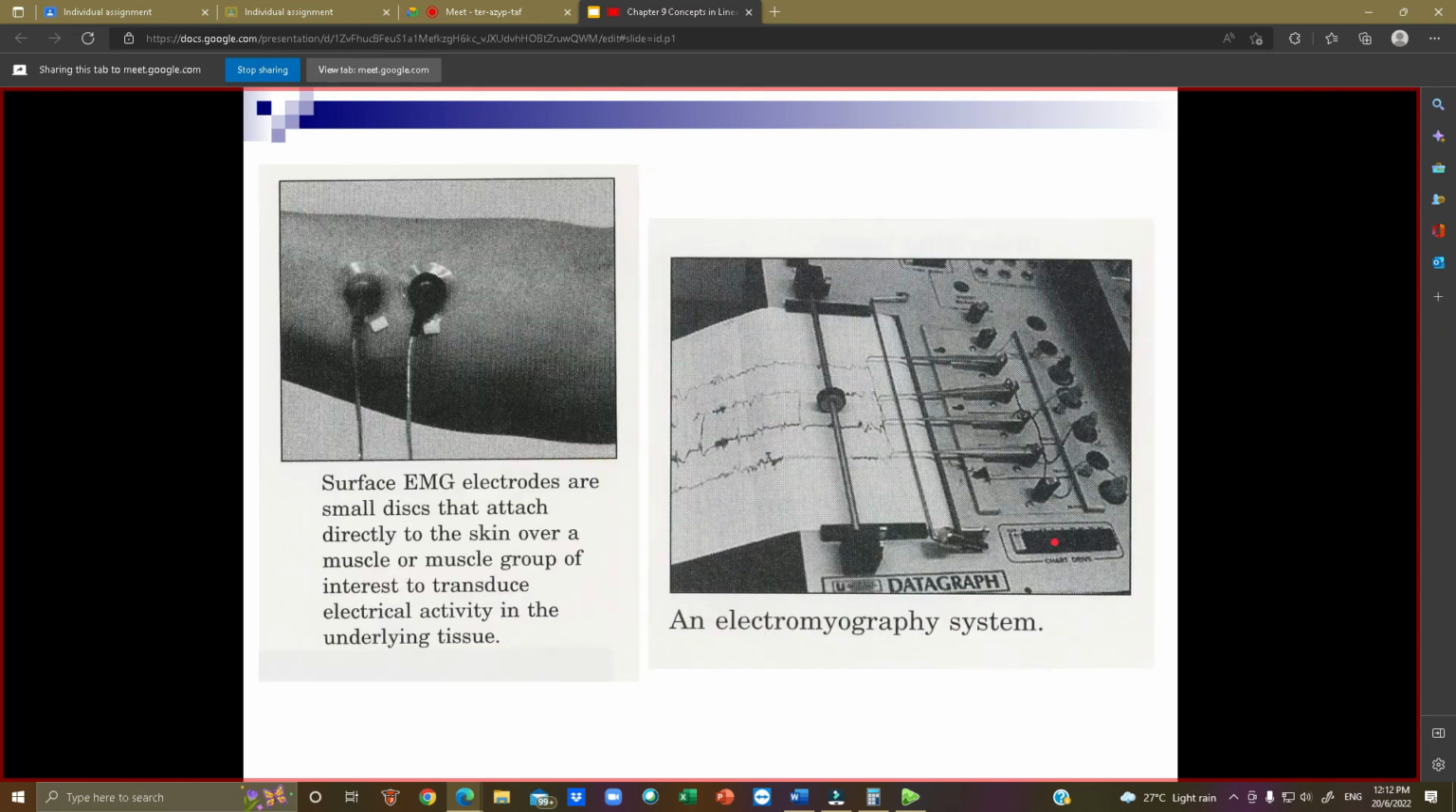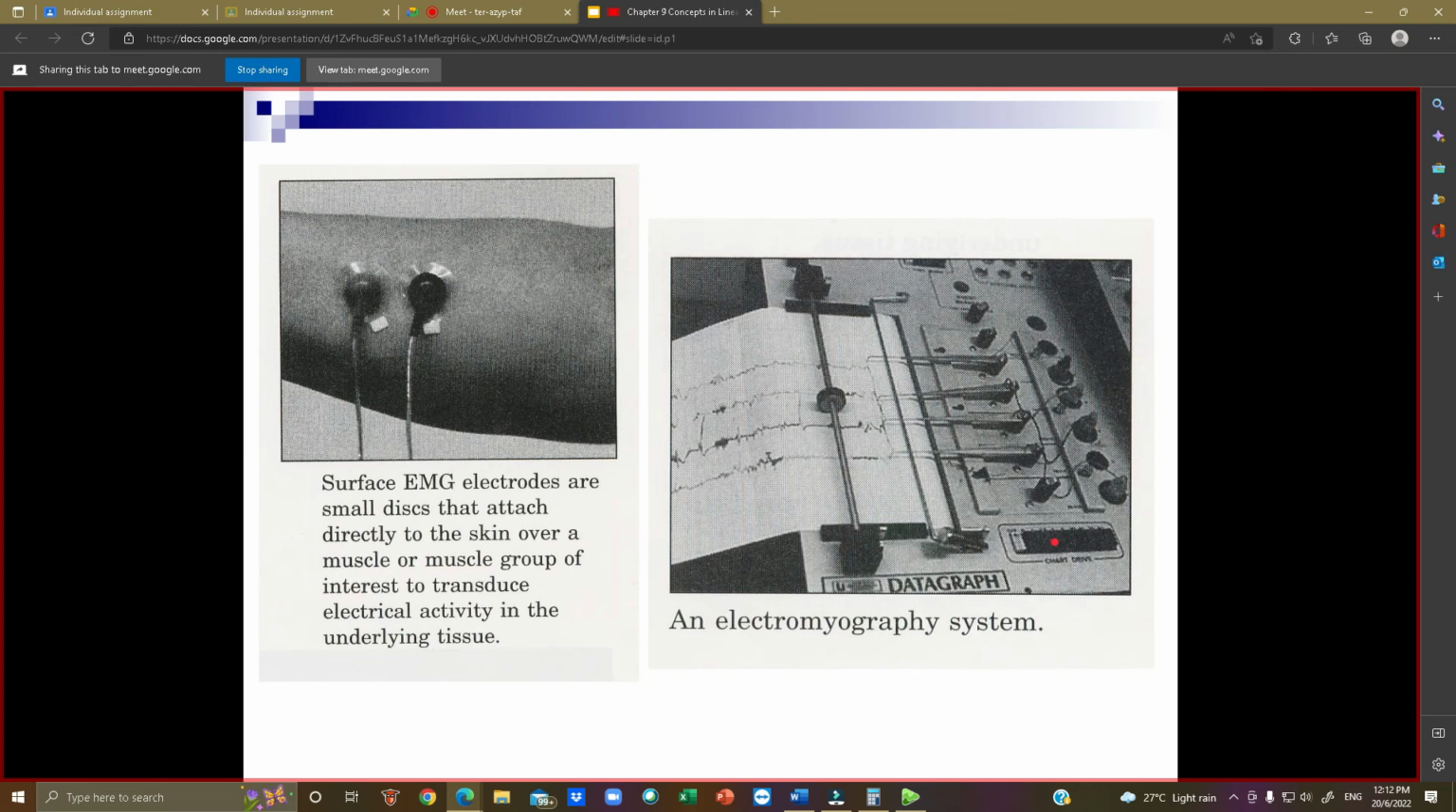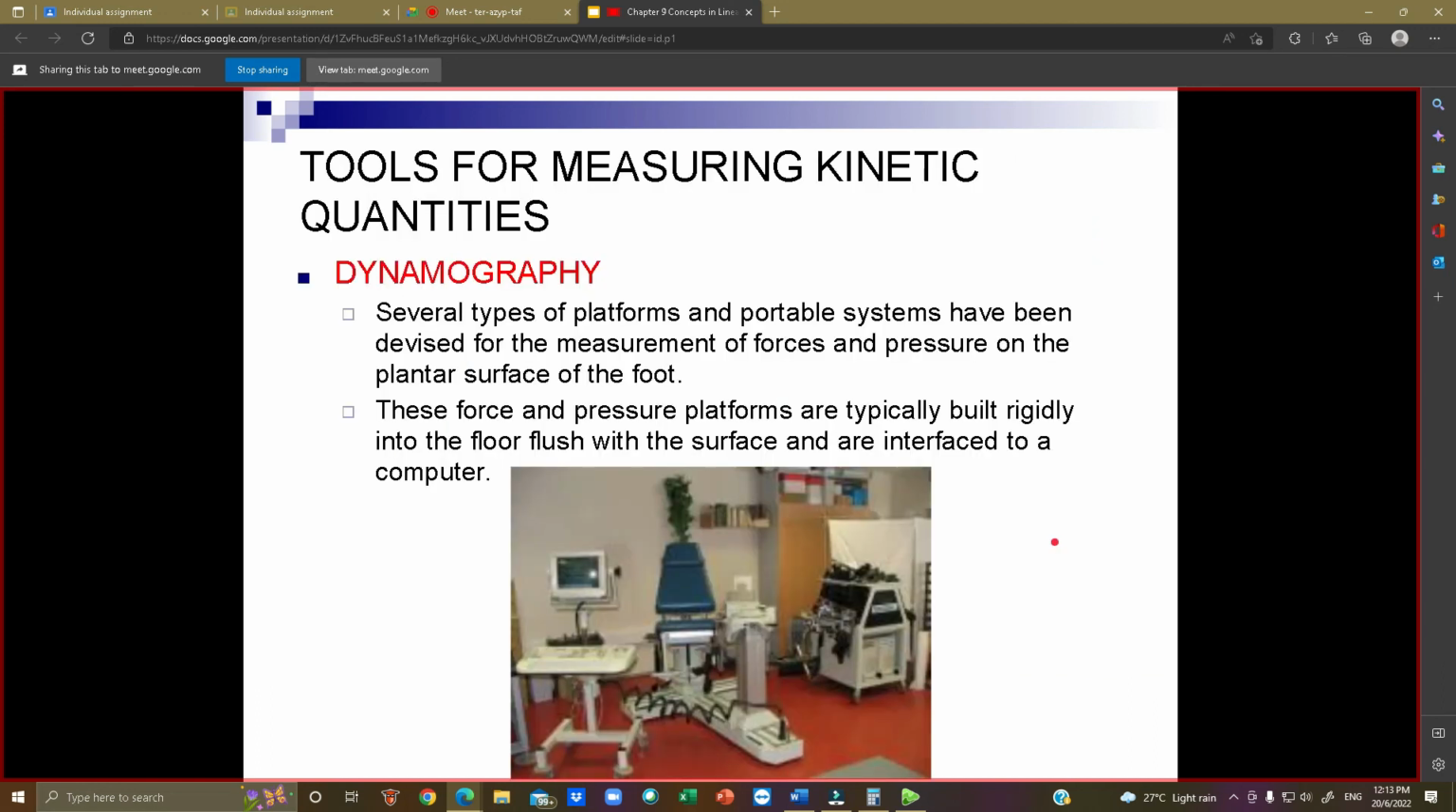Okay, so tools for quantification, yang ni untuk pengetahuan saja. Some of the tools we have here. This one is EMG, in order for us to determine muscular contraction, muscular activity. So EMG can give you 3 different type of main data. One is the intensity of the contraction. Number 2 is the duration of the contraction, and number 3 is the sequence of the contraction, which muscle contract first, which contract last. Okay, that is EMG. Other than that, we have dynamography and also force split.